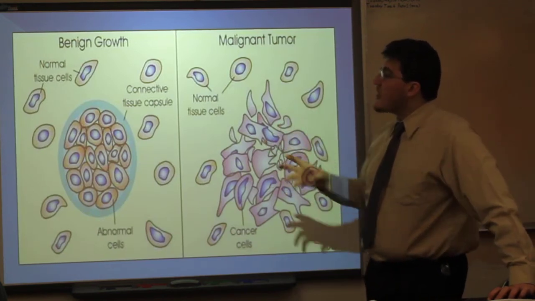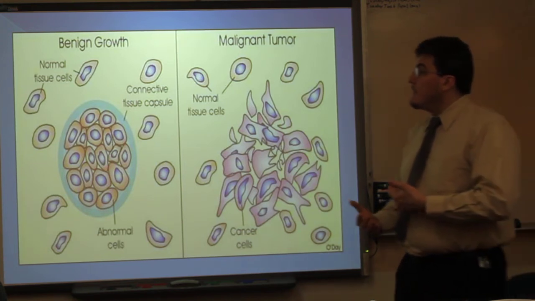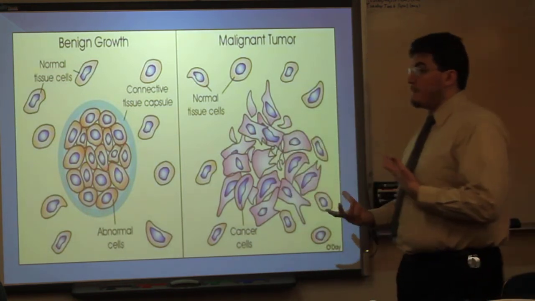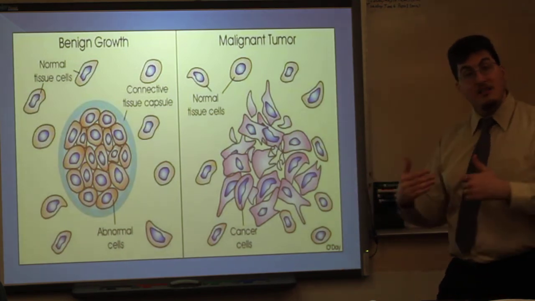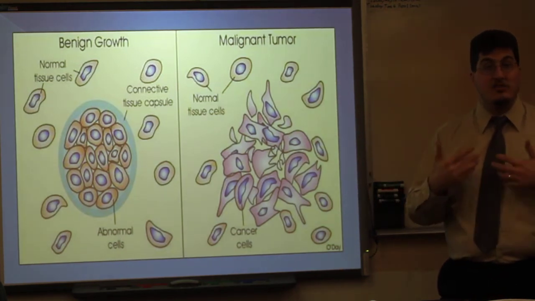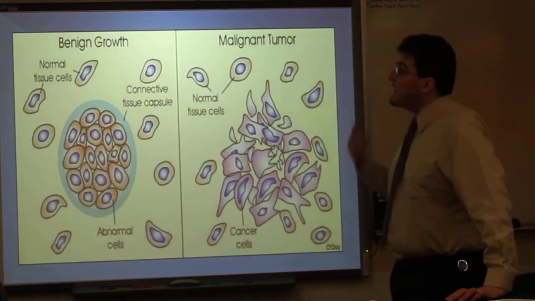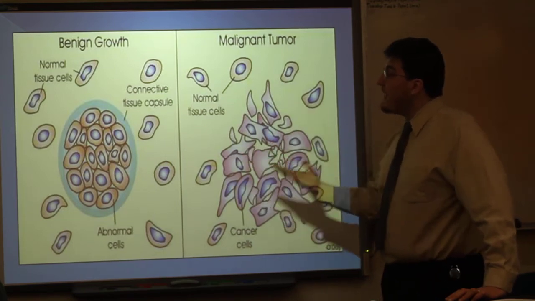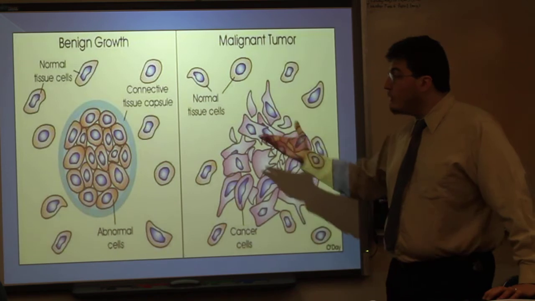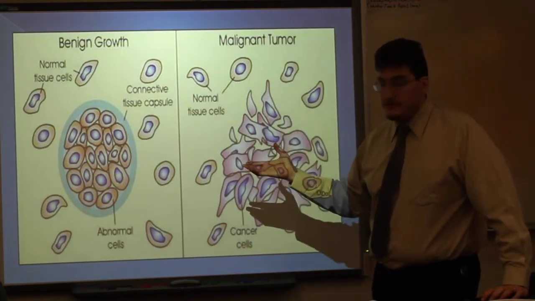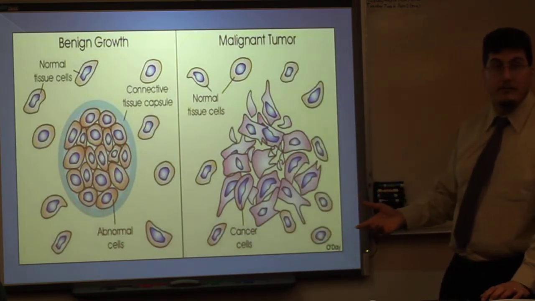Now, let's talk for a moment about the difference between benign and malignant tumors. This is a visual overview of the difference between them. In a benign growth, benign does not mean not dangerous. Benign just means it's not actively trying to invade. In a benign growth, the abnormal cells will typically be walled off in a connective tissue capsule. They will look a lot like each other, and they may even be somewhat similar to their surrounding normal cells.